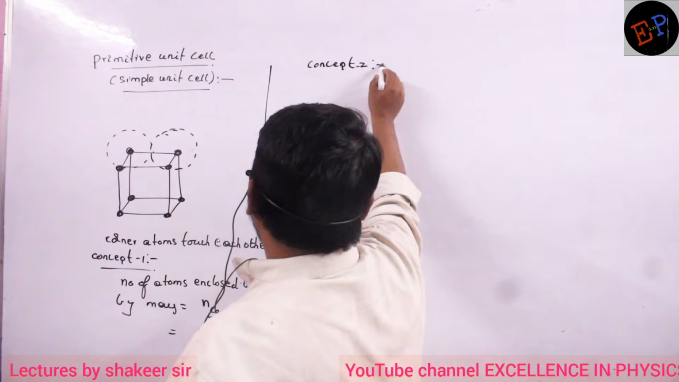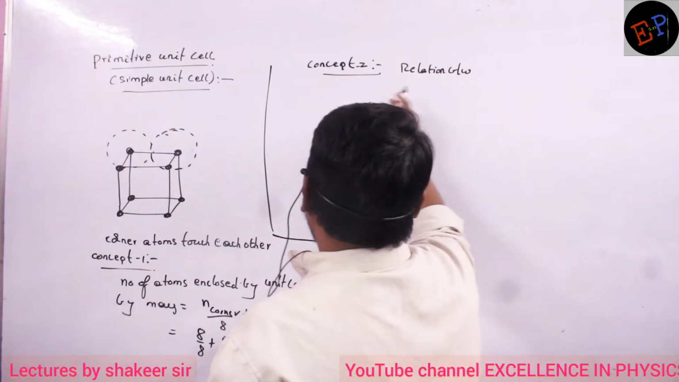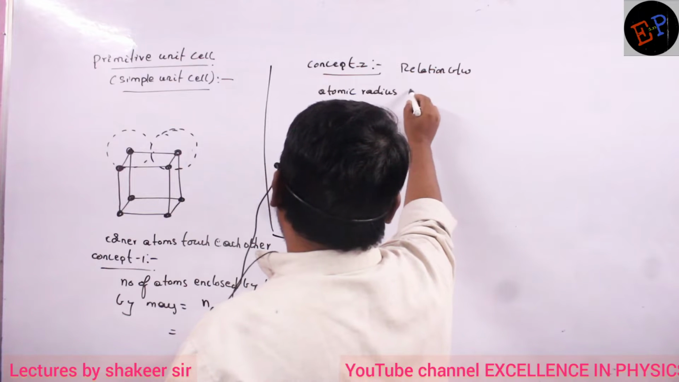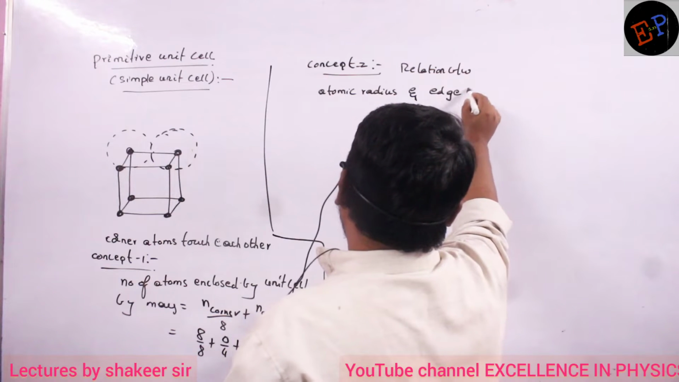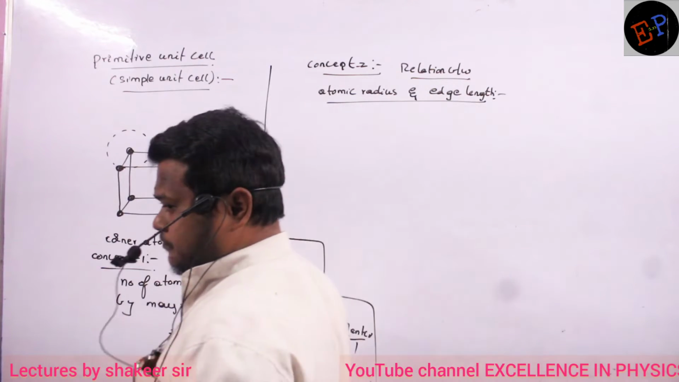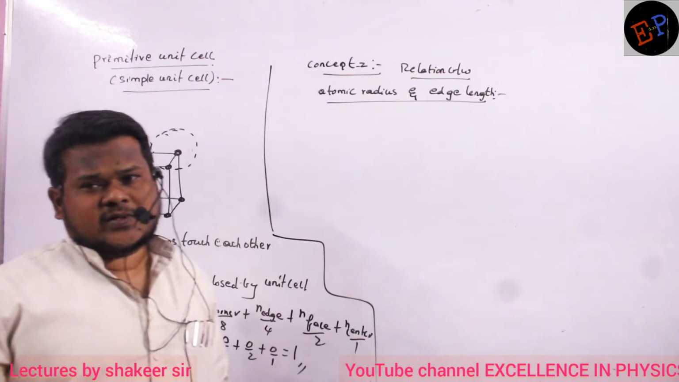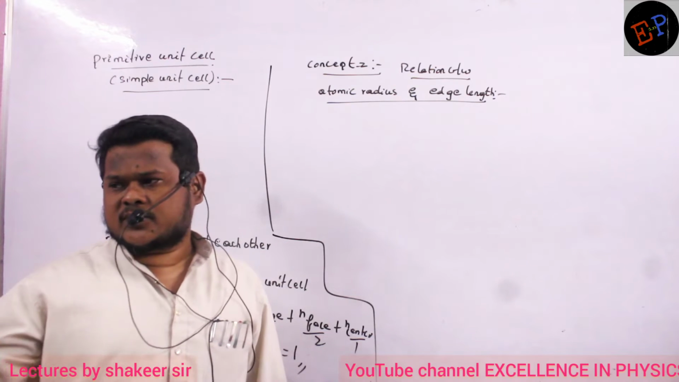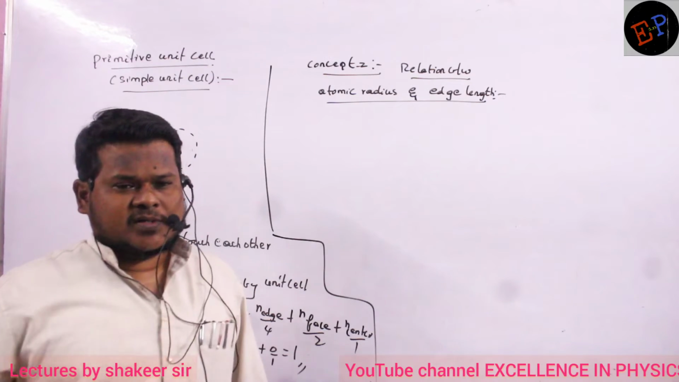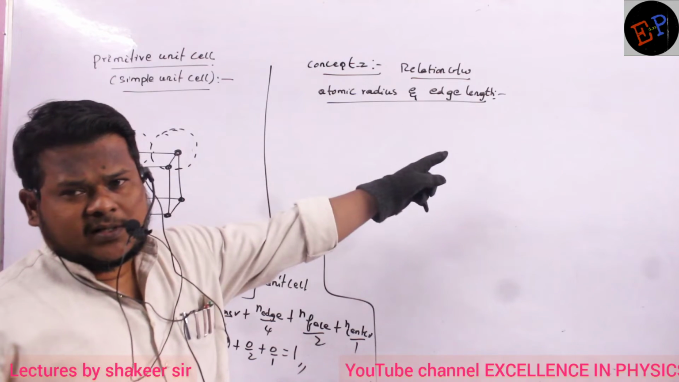Okay ma? Then we study the second concept, which is the relation between atomic radius and edge length. So that relation we are going to derive now. These relations are very important ma, because many times direct questions will be asked on them. In 2015, 2021, 2019, 2004, 2006 also, questions were asked from this concept. So the relation between atomic radius and edge length.